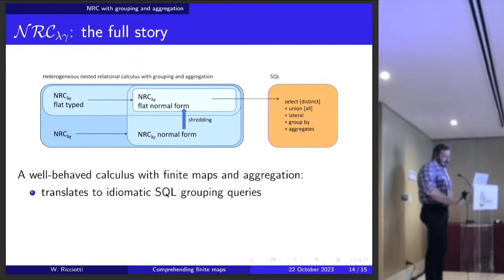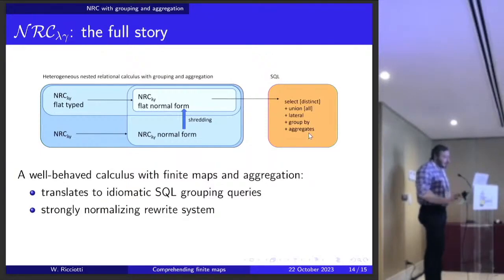As I said, we translate to idiomatic SQL grouping queries, meaning that grouping is translated to grouping. It could have been translated with something else like correlated subqueries, but that would have had horrible performance. I haven't told you that the rewrite system is strongly normalizing, which is another nice property, because it means that you can choose the evaluation strategy that appears to be more efficient, and you know that you will always reach a normal form.